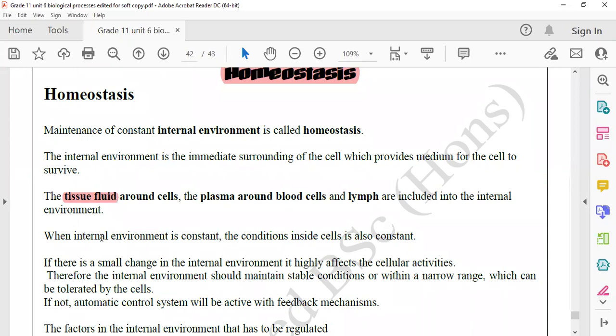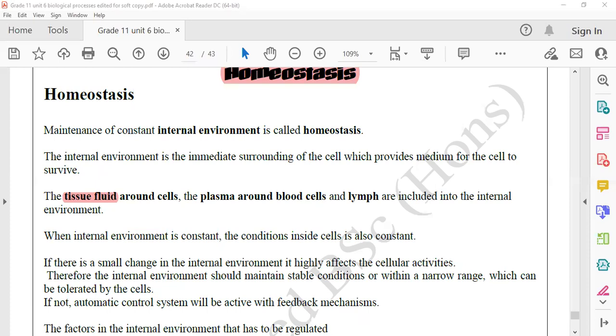Yes, sir. That is one thing I want to tell you. You might ask the other way. If the internal environment is not maintained constant, what would happen, sir? For that one, now I am going to give an answer. Now, a simple example, diabetes.